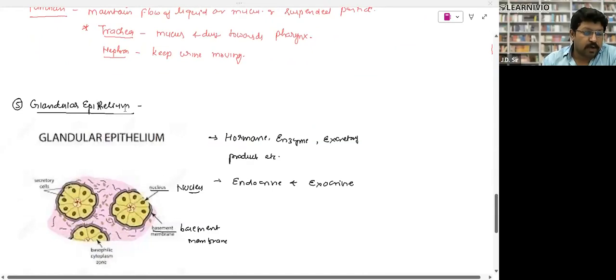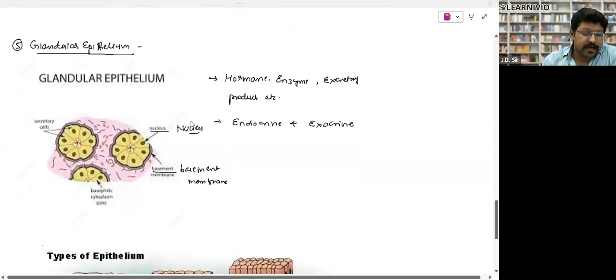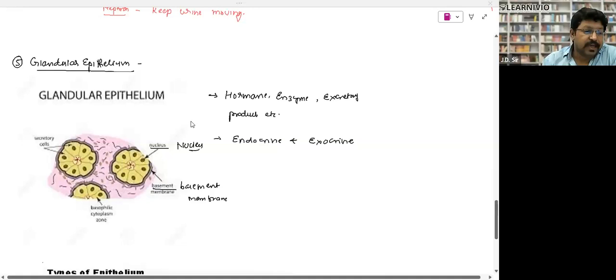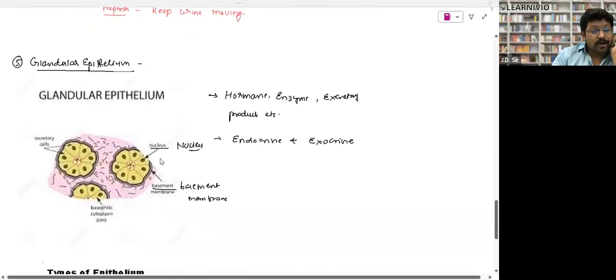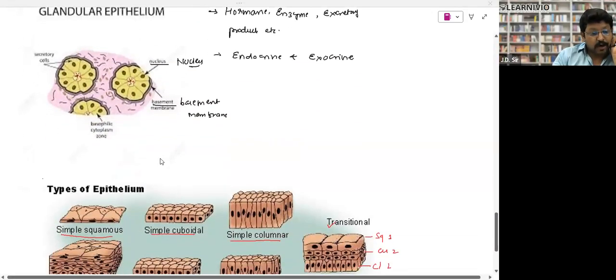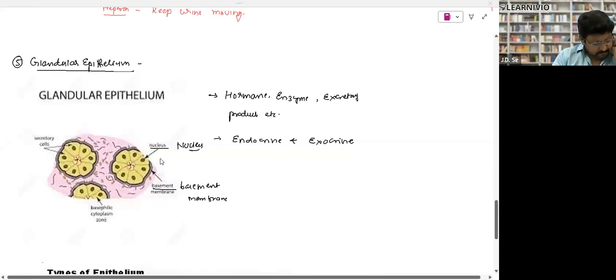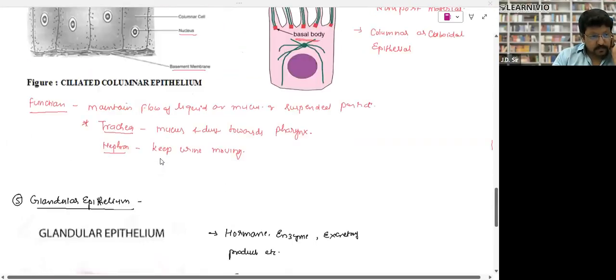And there are some glandular cells. When ciliated or columnar cells start secreting something, like hormone or enzyme, they are called glandular cells or glandular epithelium. Is it clear?